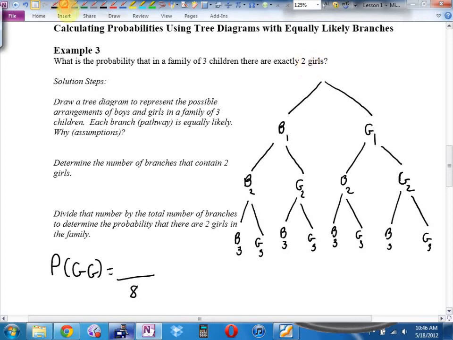And then you can either circle or put a check mark or highlight the paths that match what we're talking about. Which paths have exactly 2 girls? That one. Or if you don't want to circle it, you can go that one. That one. That one. Yeah? 3 out of 8. Anybody guess 3 out of 8?